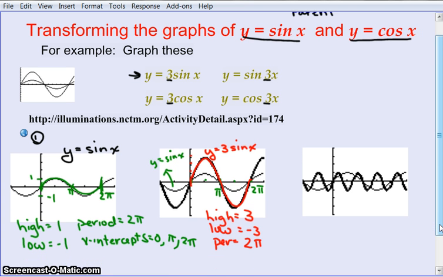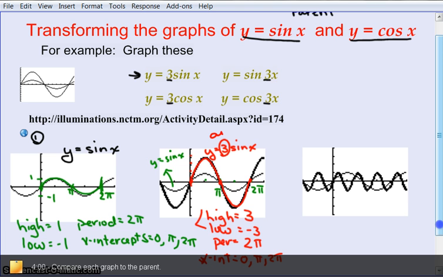What happens to the intercepts? The x-intercepts are still exactly the same as they were for y equals sine of x. We cross the x-axis at 0. We cross the x-axis at pi. We cross at 2 pi, then again at 3 pi, 4 pi, 5 pi, and so on. So that number out in front, the only thing that really changed were my high and my low points. That number is our amplitude.